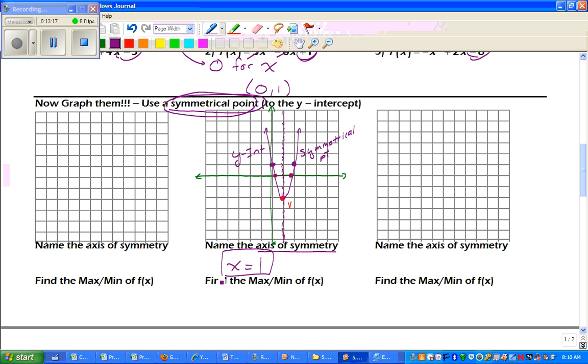And then this next part says, find the max or minimum of f of x. Well, f of x is a fancy way of writing y. So you ask yourself, do you actually have a max? No, these arrows point out and this graph goes up forever. Do you actually have a minimum? Yes, the minimum is at the vertex, correct? It's always going to be at the vertex. What's the lowest value? -2. The lowest y value on this graph is -2.